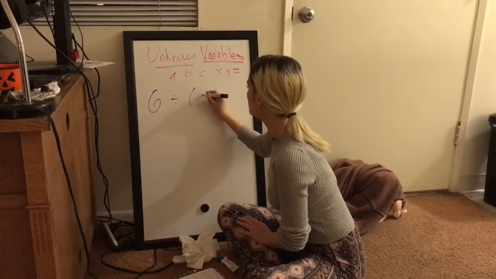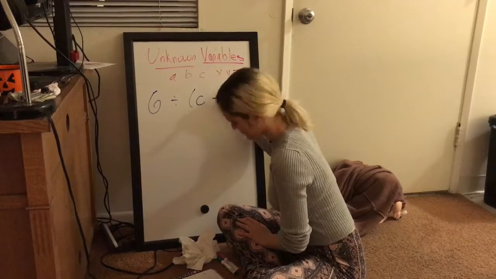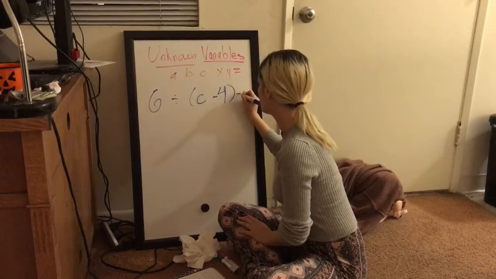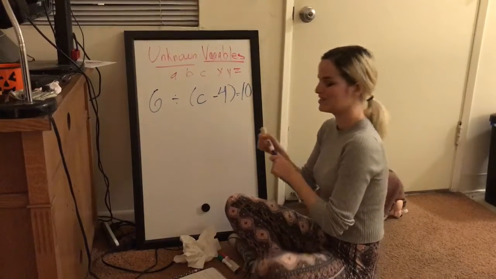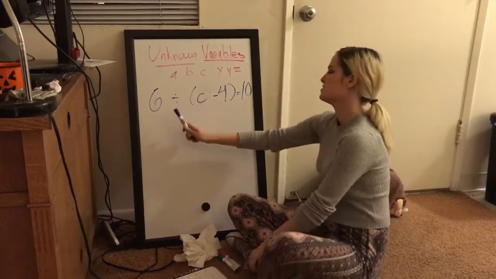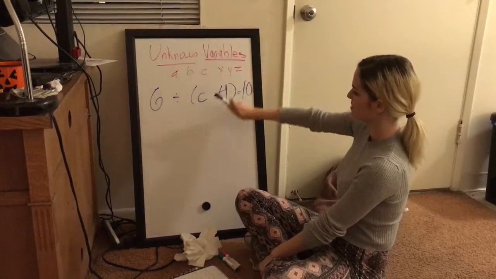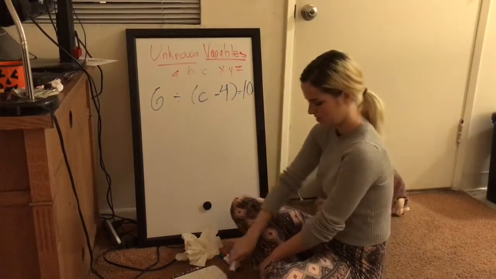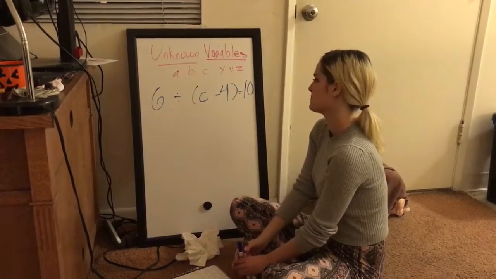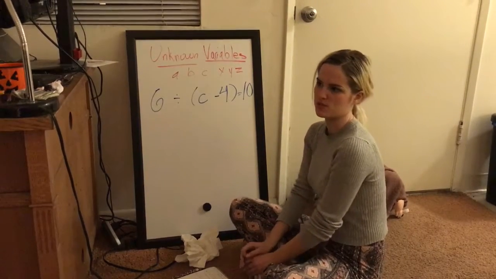Let's make that. There we go. Got a little bit squished at the end. But 6 divided by parentheses c minus 4 equals 10. All right. So what do we know about parentheses?